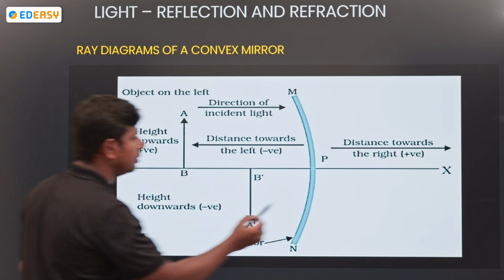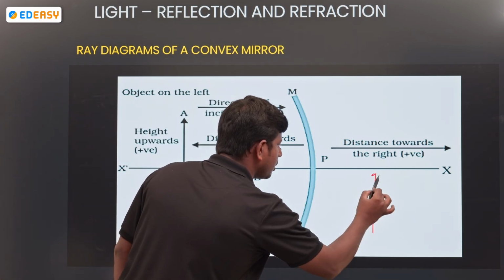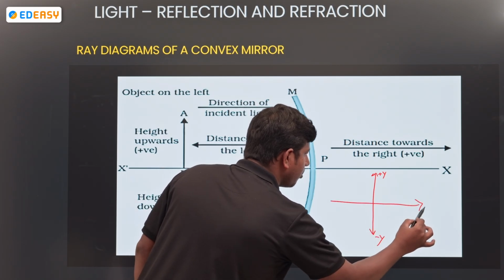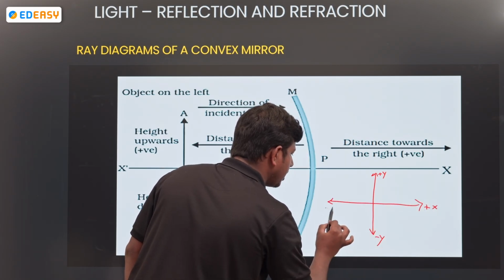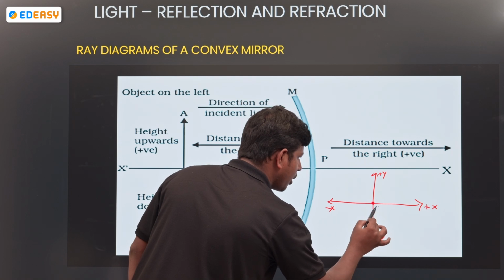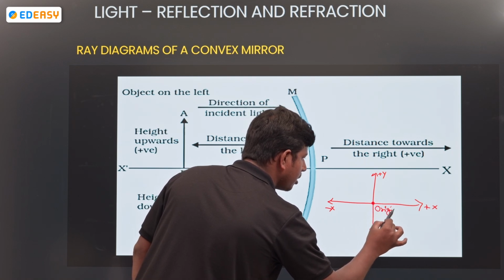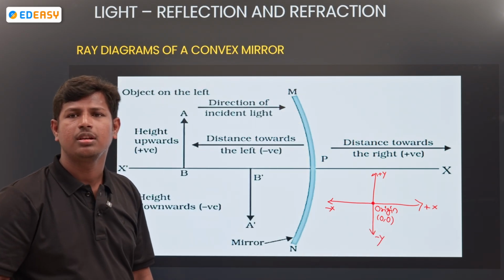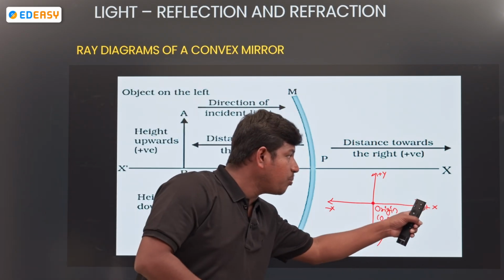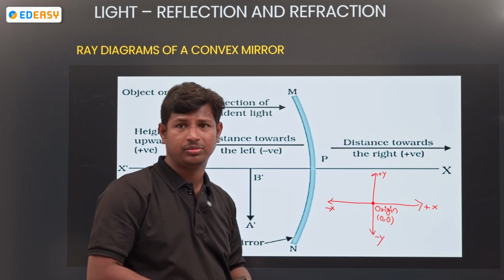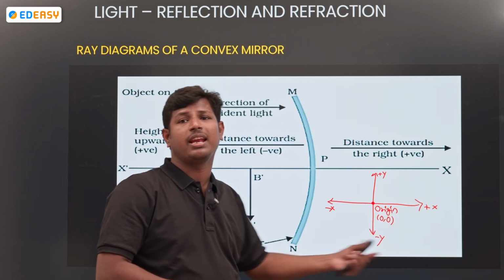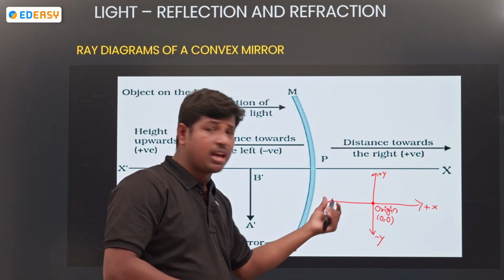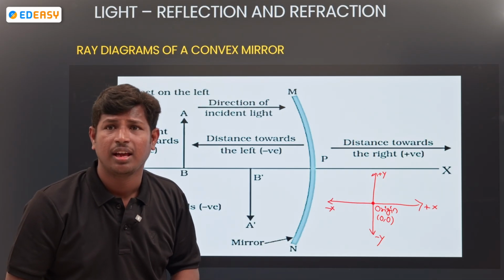Here we take a graph: positive y-axis, negative y-axis, positive x-axis, negative x-axis, and here it is the origin, 0 comma 0. So along the positive x-axis all the values are positive. Along the negative y-axis all the values are negative. Along the positive y-axis all the values are positive. Along the negative x-axis all the values are negative.